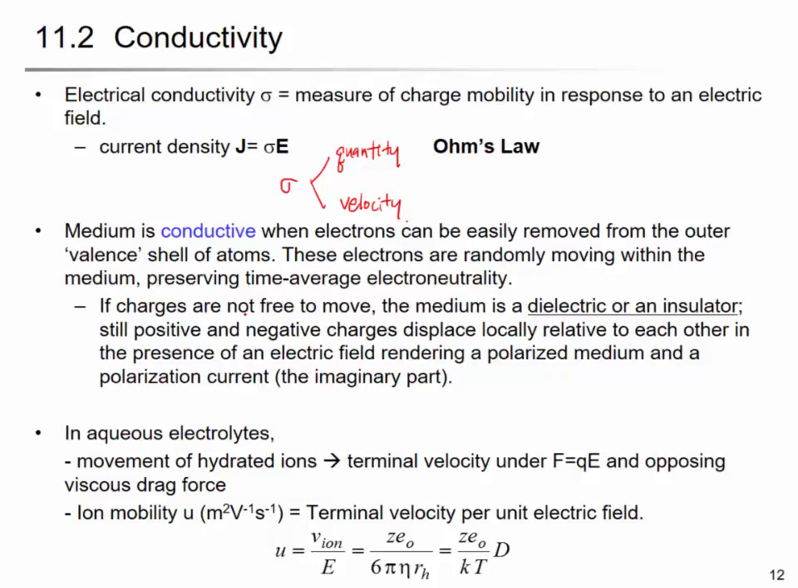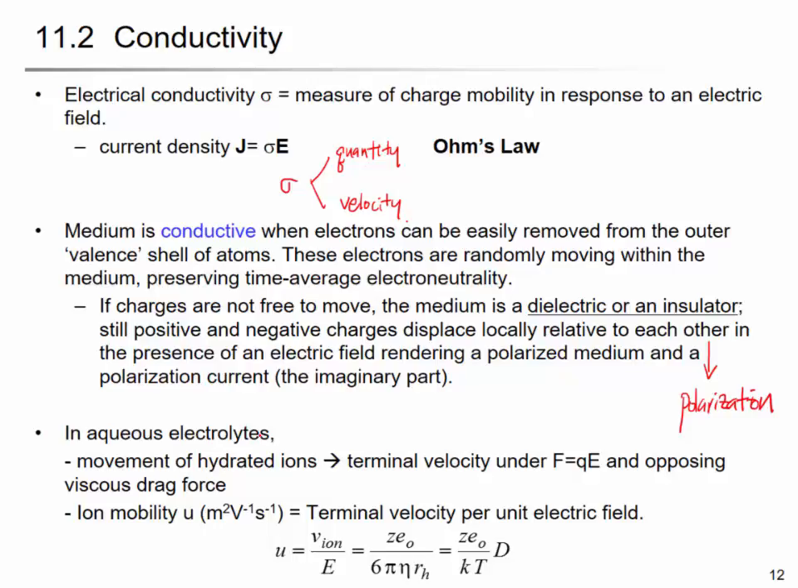And if charges are not free to move, the medium is dielectric or insulator. And still, positive and negative charges are displaced locally relative to each other. So this is about the polarization in the presence of an electric field, rendering a polarized medium and a polarization current.